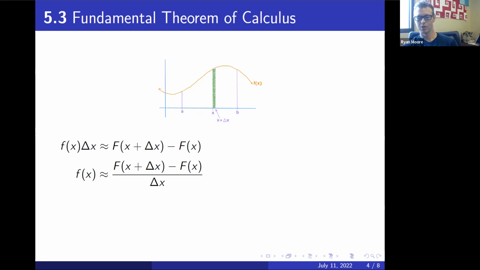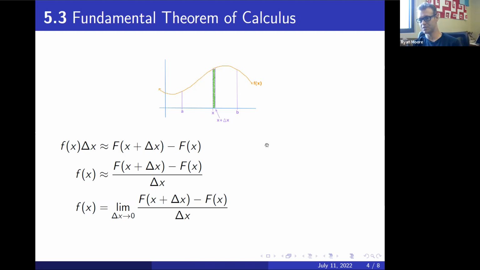Here's what we're going to do. We're going to take the limit as delta x approaches 0. So we're going to say the width of this rectangle approaches 0. It gets infinitely narrow now, finally. What would that mean about the little gap at the top? It would mean that little gap gets infinitely smaller. It will shrink down to nothing. So we can say now, by taking the limit as delta x approaches 0, now we have equality. f of x is equal to the limit as delta x approaches 0 of capital F of x plus delta x minus capital F of x, all divided by delta x.